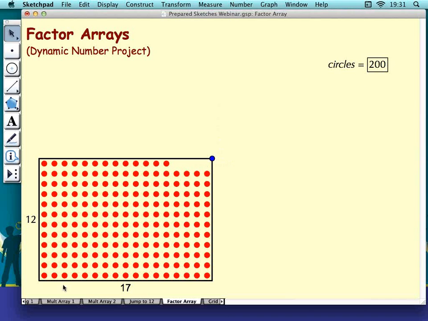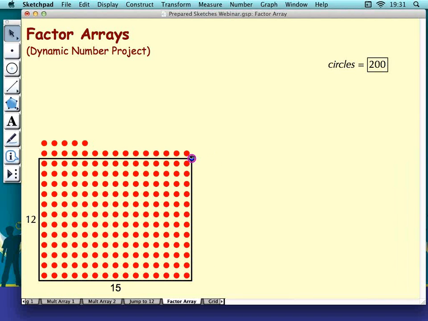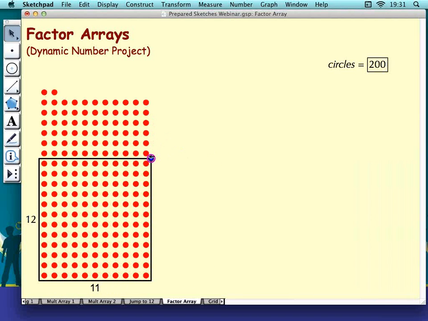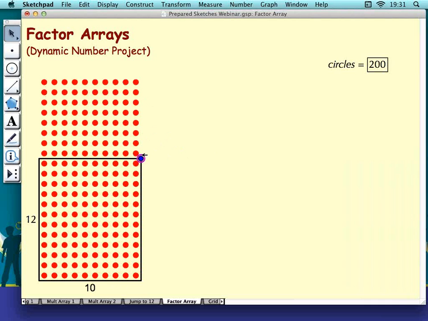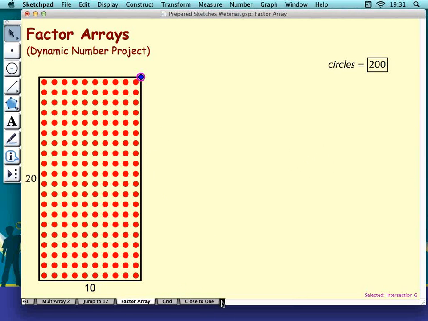So with 200 circles, we can see right here that with 17 columns, we don't have an even number of rows, and we'll never have an even number of rows. With 15 columns, 14, 13, 12, we're still not, oh, there, we just matched up. So with 10 columns and 20 rows, we see that we can actually fill the rectangle. So those are factors of 200. So that's some experimentation that kids do early on.